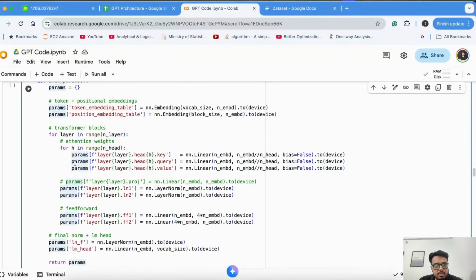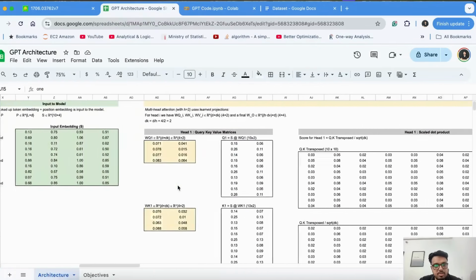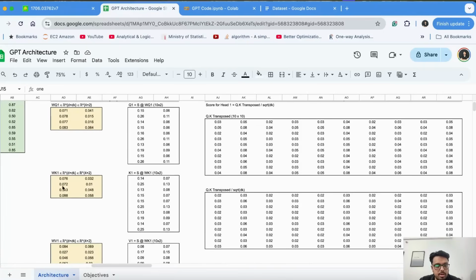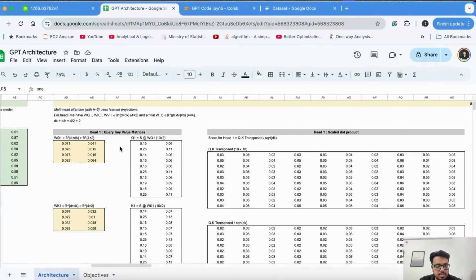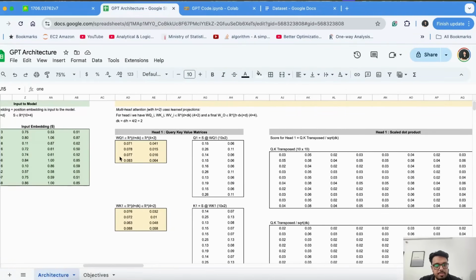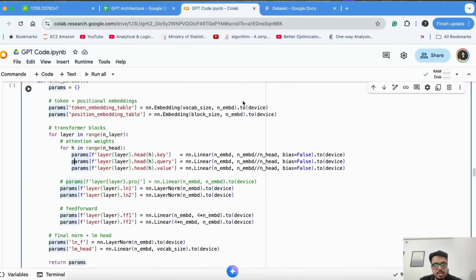Again, three different weight matrices, as we discussed. If you remember, WQ, WK and WV, which are query, key and value. So we are defining key, query and value for each head, for each layer, iteratively. The dimension for each is number of embeddings cross number of embeddings divided by number of heads, which effectively means 4 into 2. That is what we are defining.